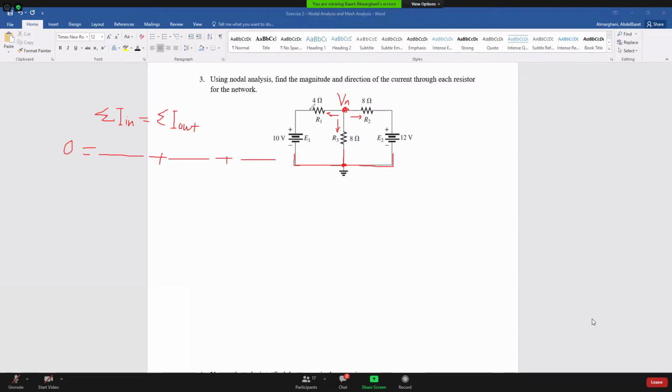So this current is going through this resistance. The voltage here is 10. So it's Vn minus 10 divided by 4. This is this current, Vn minus 10 divided by 4.